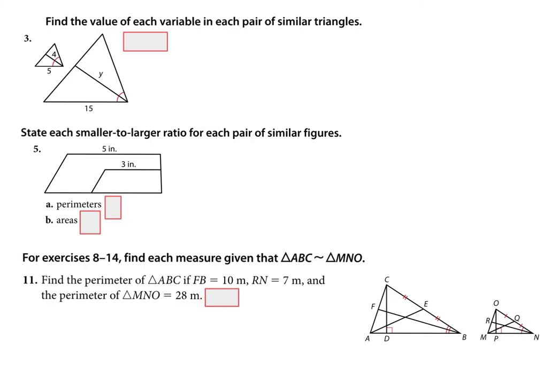So then let's try some of these. Let's try, and these are all similar ratios, 3, 5, and 11. They want the value of each.